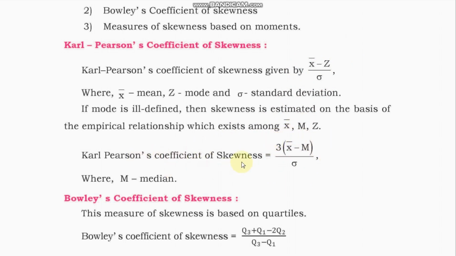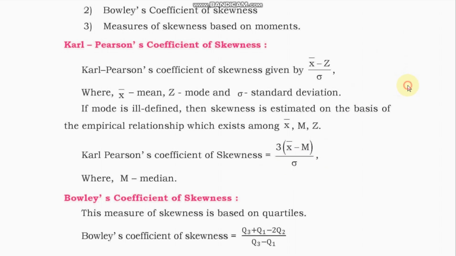Karl Pearson's coefficient of skewness, that is 3 into x bar minus median divided by sigma. Suppose for a given distribution, the mode value is not defined properly, then instead of finding the mode, we find the median. So for that given distribution, we find the mean value, the median value, and then the standard deviation value, and we use this formula, that is 3 into mean minus median divided by sigma. So this is Karl Pearson's coefficient of skewness.